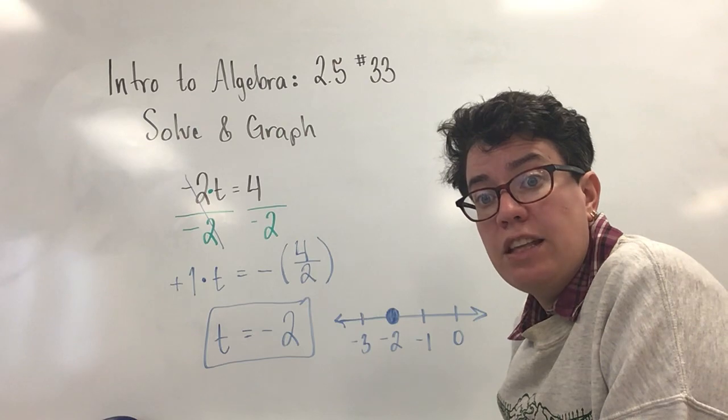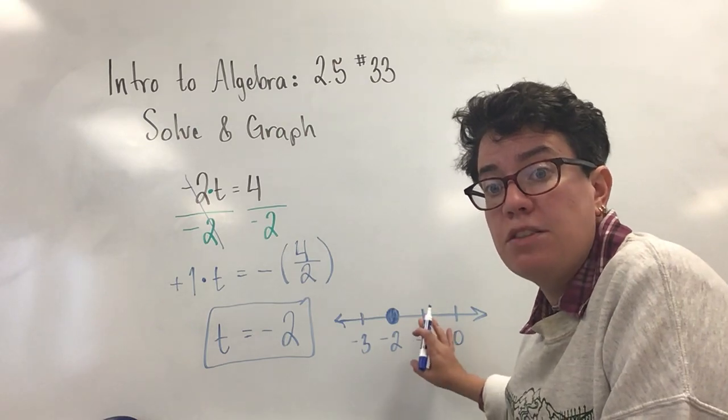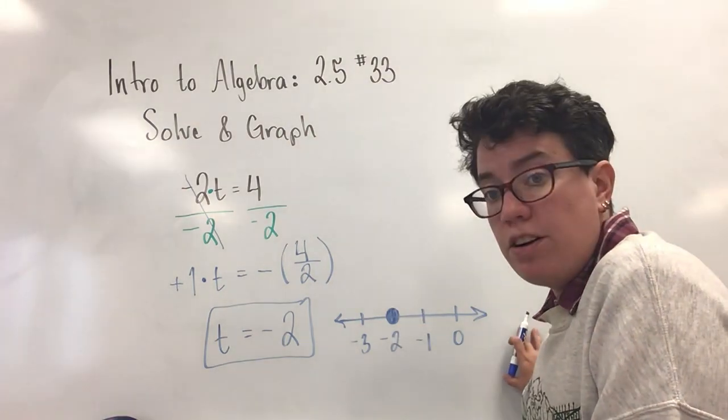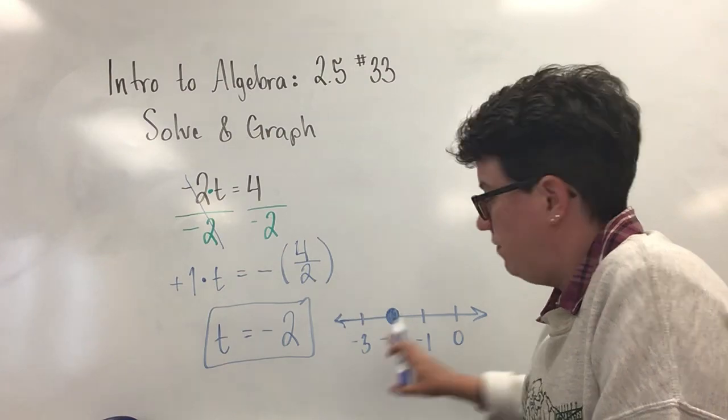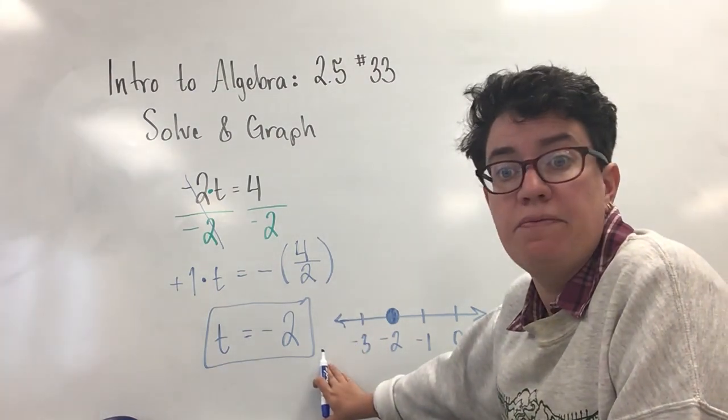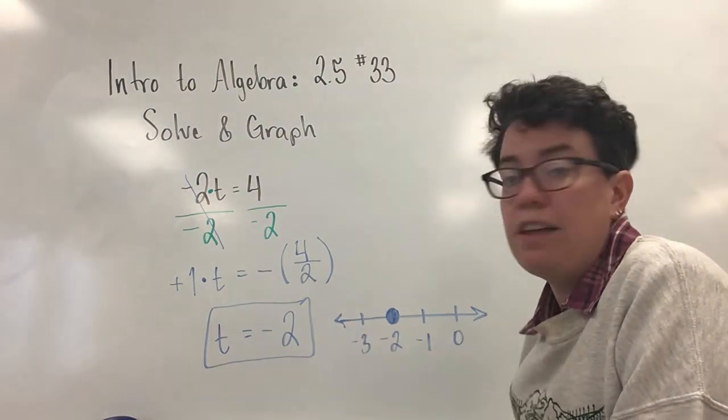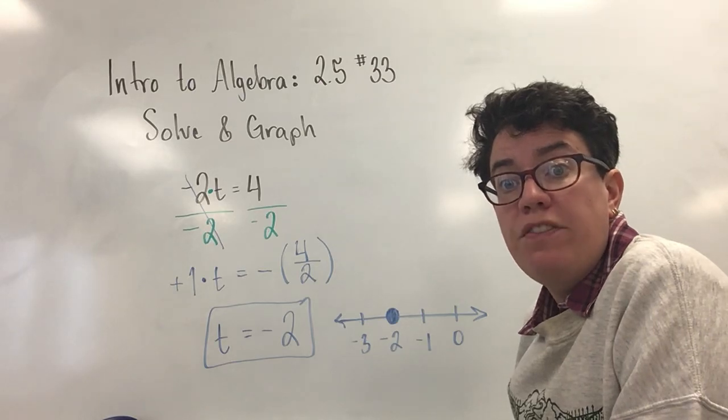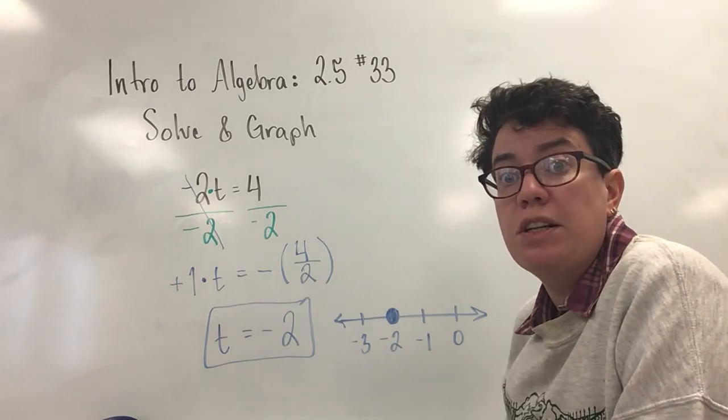And we aren't shading anything else. It's just that filled in dot because the numbers that are greater than t aren't equal, and the numbers that are less than t aren't equal. So that's our graph.